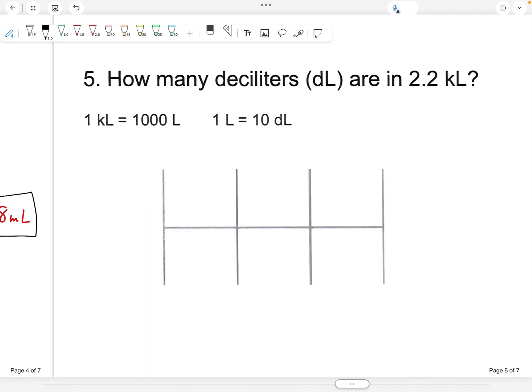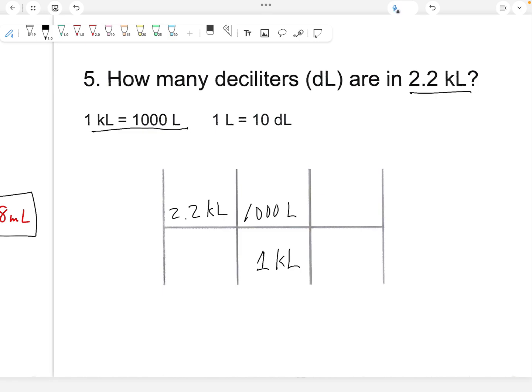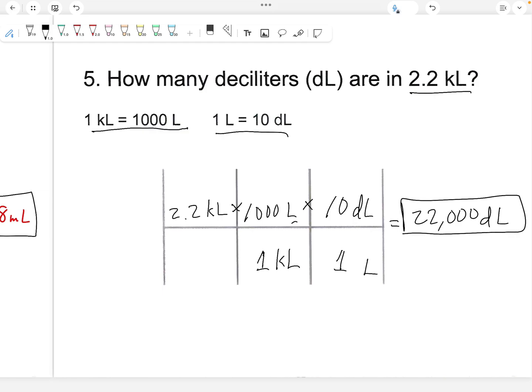How many deciliters are there in 2.2 kiloliters? Okay, that's easy. Write down what you've got first. 2.2 kiloliters. And the conversion factor that has that unit there is this one. So 1 kiloliter is equal to 1,000 liters. And if we have liters here, we're going to put liters down here. And the other conversion factor has 1 liter is equivalent to 10 deciliters. Okay? Simply multiplying across the top, we're going to get 22,000 deciliters. And that's the answer to that problem.